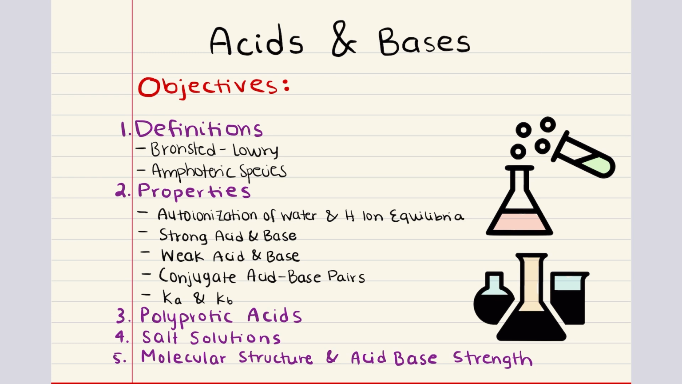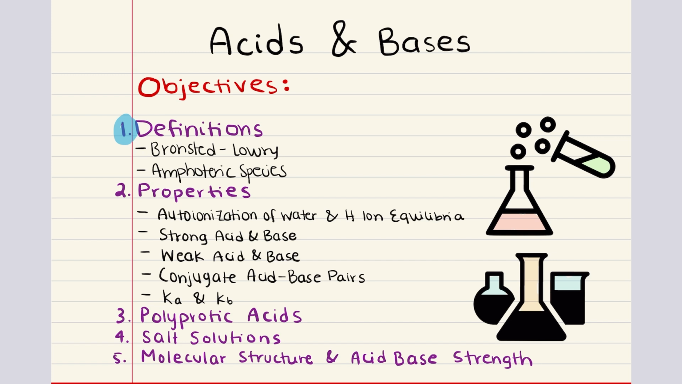Today we're going to discuss acid-base chemistry and we're going to cover the following objectives. The first objective is titled definitions. So we're going to start by defining acids and bases according to the Bronsted-Lowry theory. This is a widely accepted model that classifies acids as proton donors and bases as proton acceptors. We're also going to introduce amphoteric species, which are unique because they can act as both an acid and a base depending on the situation.